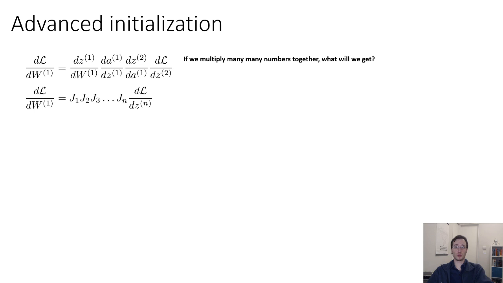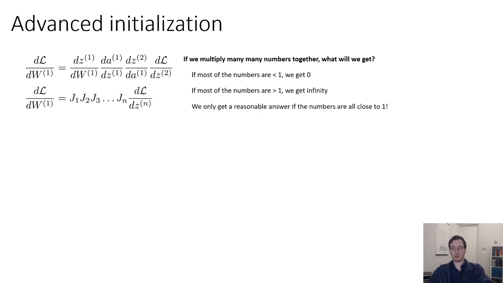And remember that if you multiply lots of stuff together, if all that stuff is less than 1, the product will be about 0. If it's greater than 1, it'll be about infinity. So you only get a reasonable answer if all of these Jacobians are close to 1. And what does it mean for a matrix to be close to 1? Well, it means that its eigenvalues are close to 1. Now let's dig into this a little bit more.